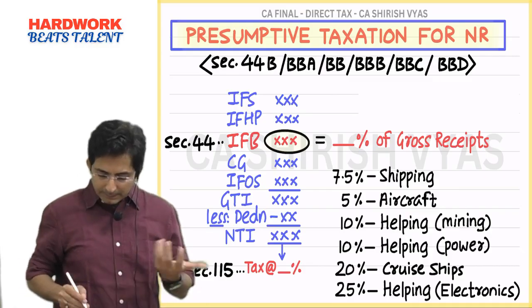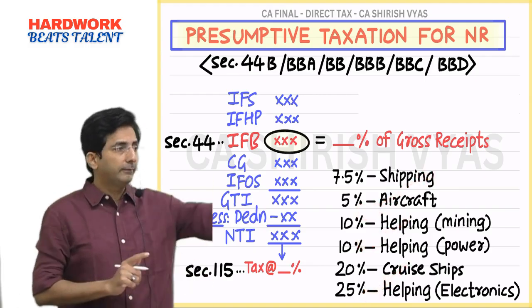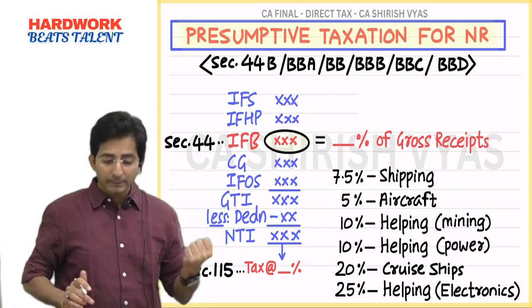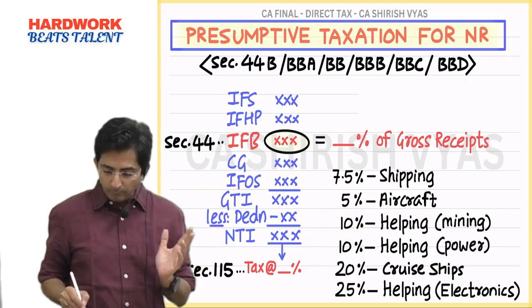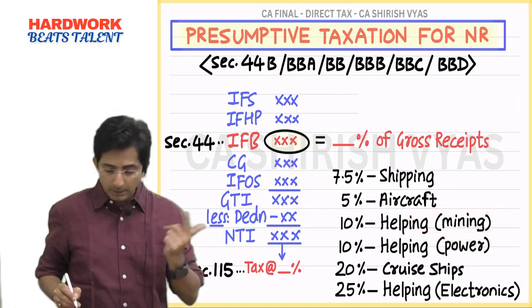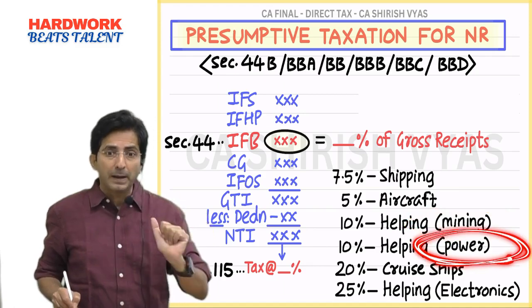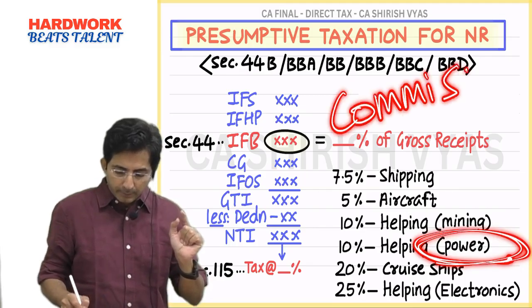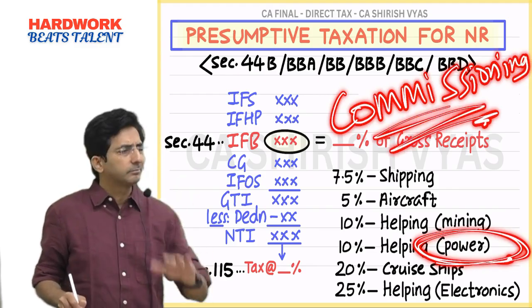See, here again same helping business. See, there were 3 helping business. If they are helping mining business, then 10%. If they are helping power business, tell me what help they give in mining? Prospecting and extracting minerals. What help they give in power? Installation of power plant. See, in my notes you will find the word commissioning. Commissioning is nothing but installation.